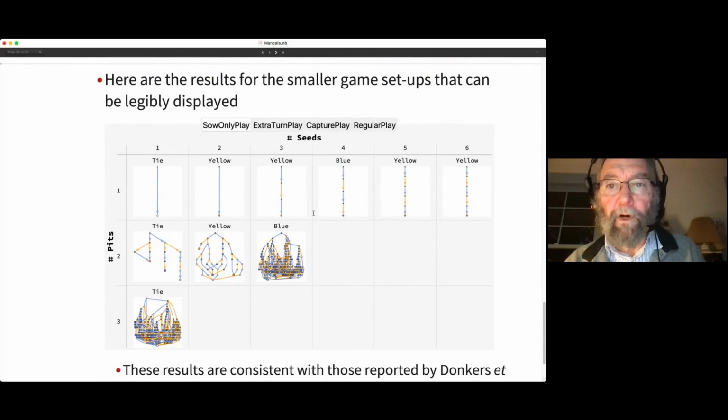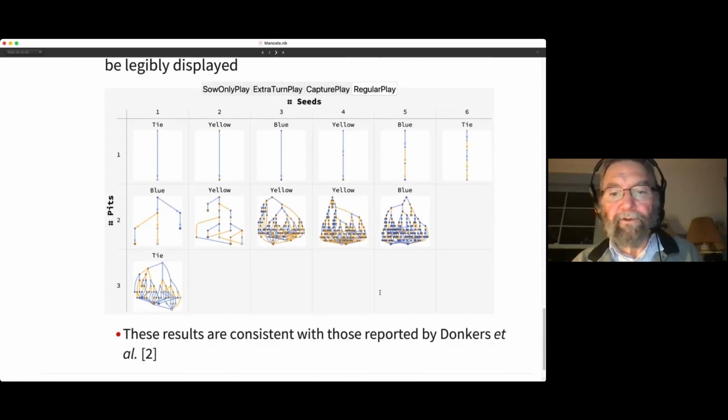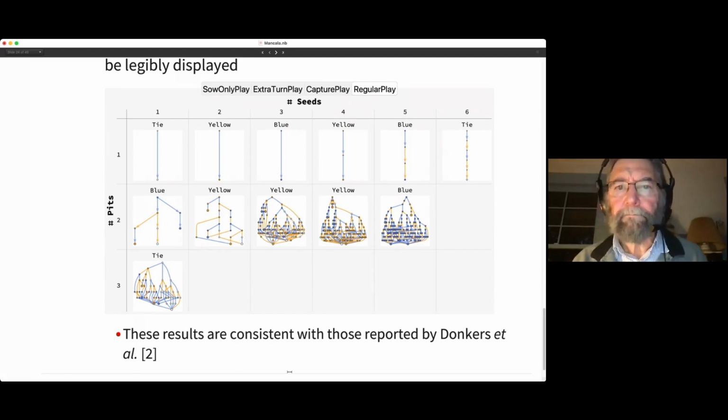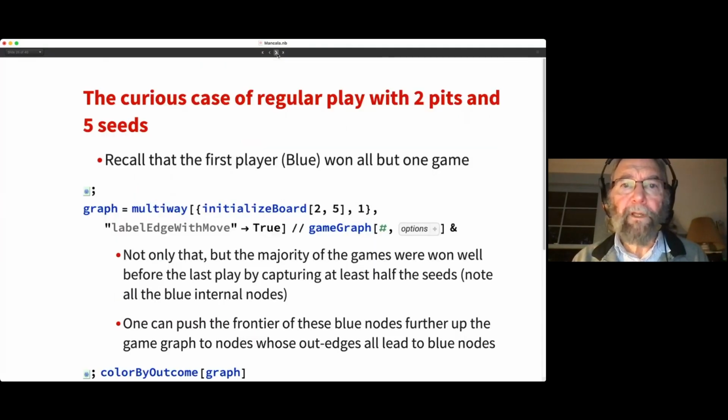For some of the smaller game setups, I've tabulated this analysis for all of them and the different plays that we can play. Here's the one we've been looking at a lot already. And these results are consistent with those reported by Donkers in their paper from 2000 or 2001. Okay, so that's analyzing things with perfect play.